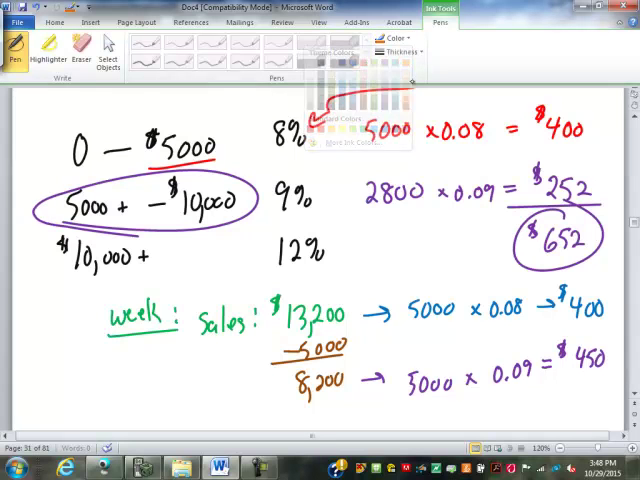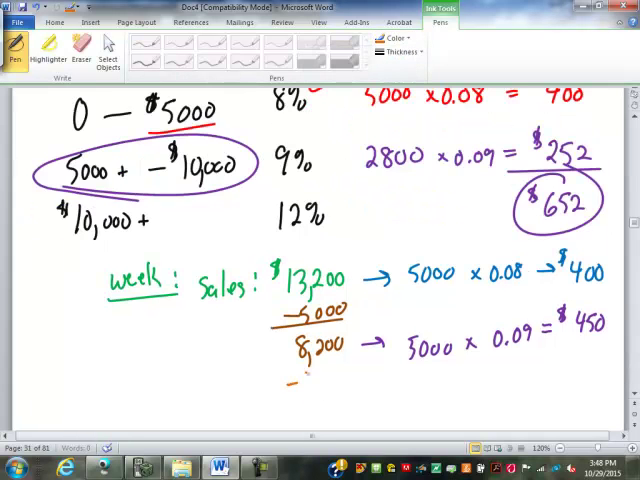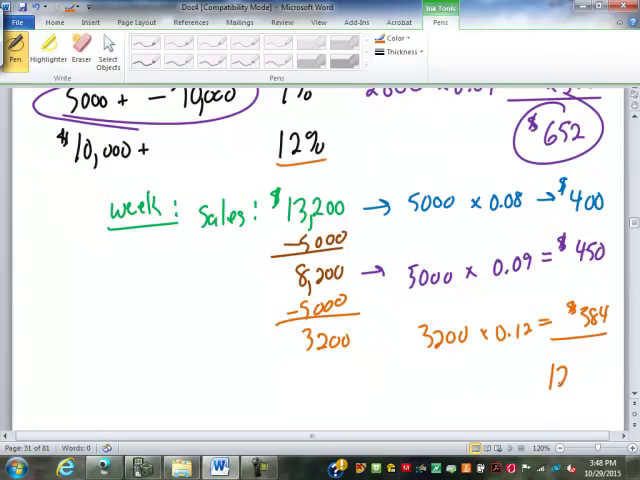Now, of course, we do have to subtract another 5,000 from that because we've already paid the commission. What's left? 3,200, and that's going to get paid at what rate? 12%. $384. So that's going to be what, $1,234 is the check. I'd take that.